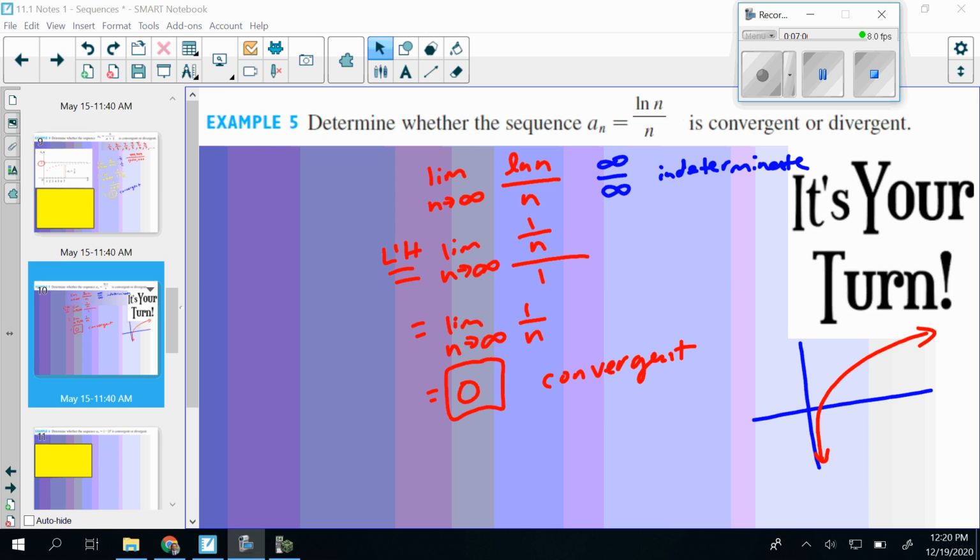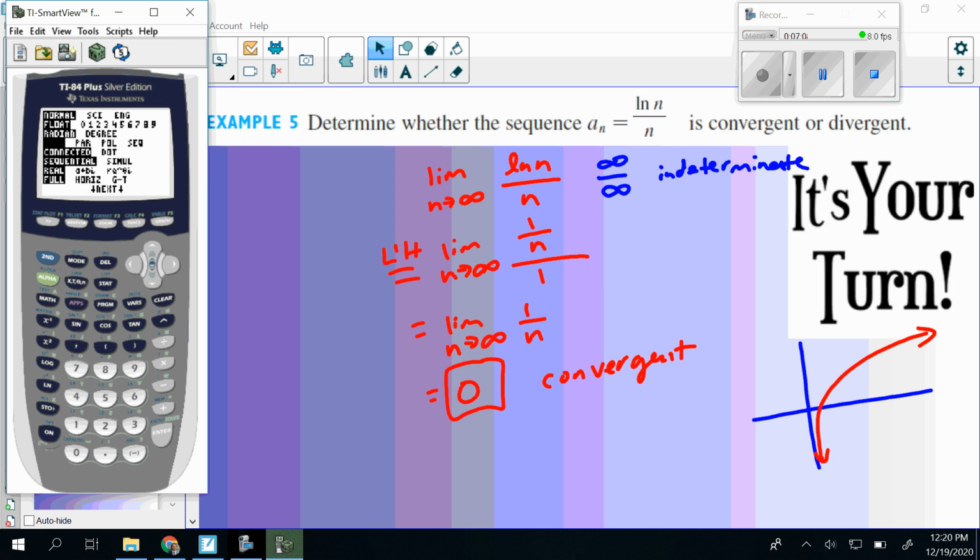Let's graph this one out to see that it does approach 0. So you can graph sequences. What you want to do is hit your mode button and then change it from function mode over to sequence mode. So this last one right here, sequence. Then we're going to go to our y equals and type in this function. I've already got it typed in here, natural log of n over n. So then let's graph it.